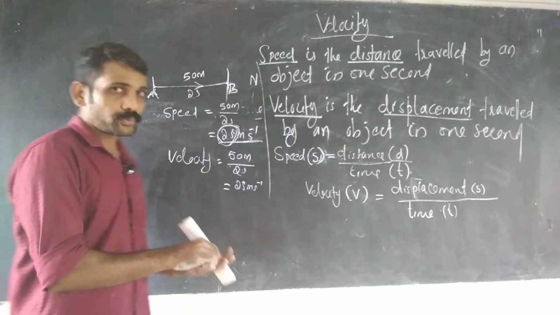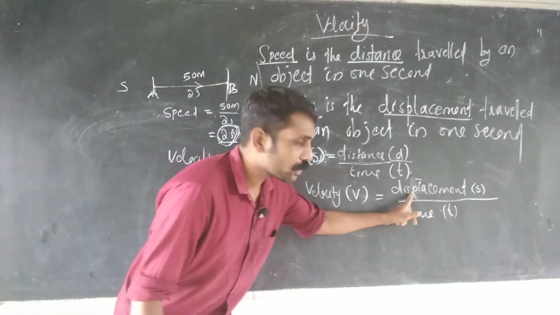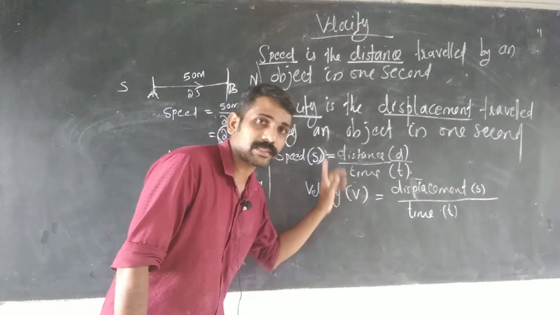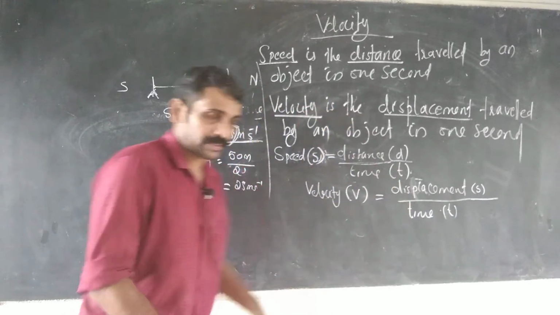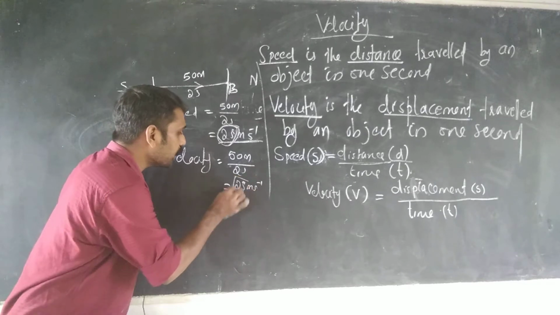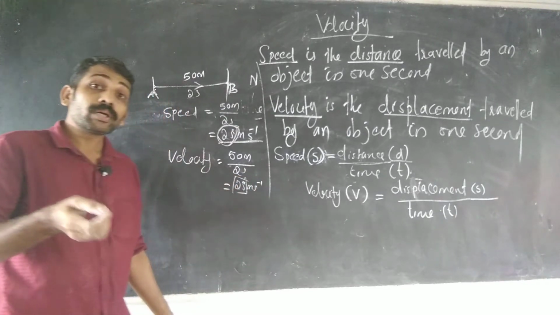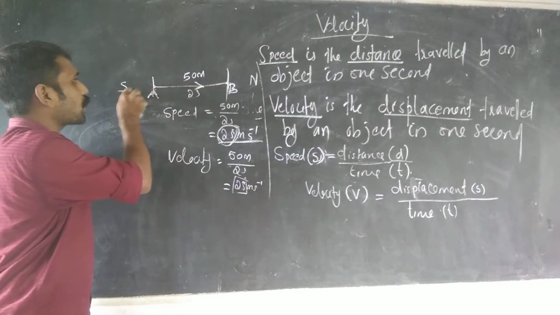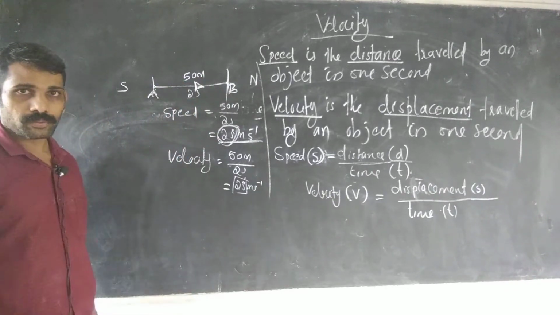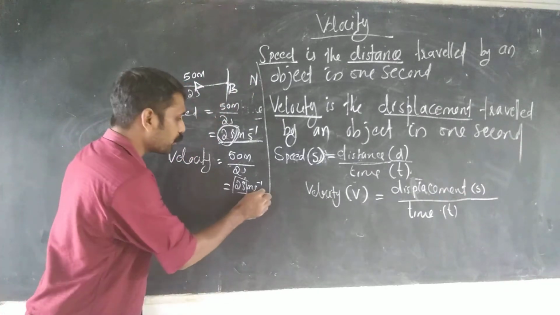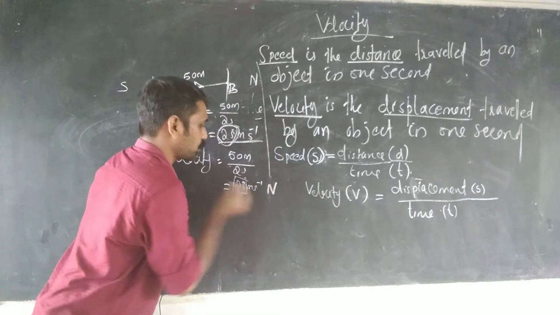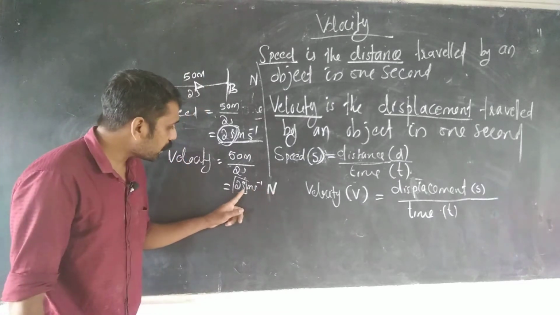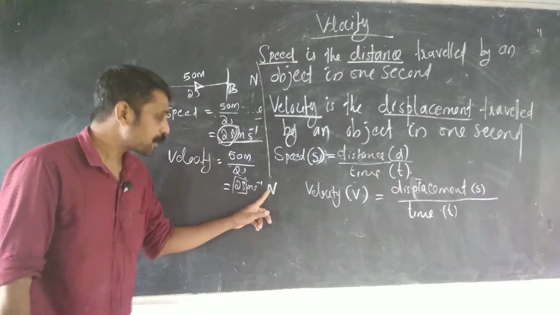And also we have to represent that velocity has both magnitude and direction. Speed has only magnitude, but velocity has both magnitude and direction. We represent here only magnitude, but we have to represent direction also. Suppose the object is moving from south to north. In north direction the object is moving, so we have to represent direction also, north. Velocity of the object is 25 meter per second north. 25 is the magnitude, north is the direction.